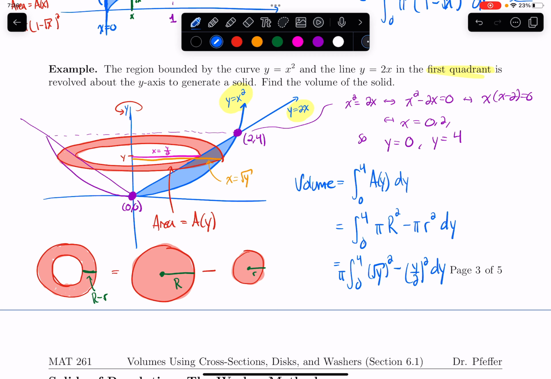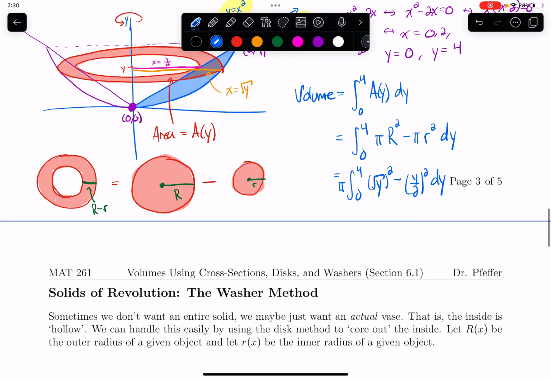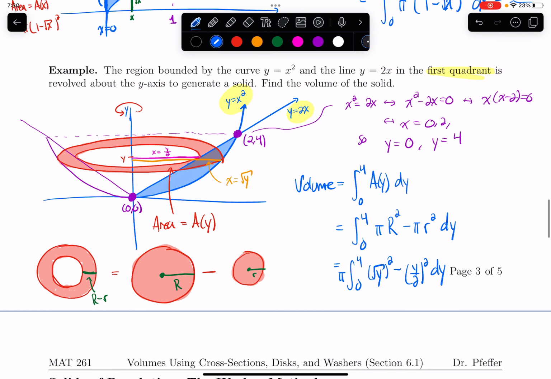So in the next video, what you're going to take a look at is a formal introduction to the washer method, and there we'll reiterate some of the concepts that I just laid out here, but I'll write it out in a more general formula, and then we'll look at a handful of examples that help make this concept make more sense along the way.